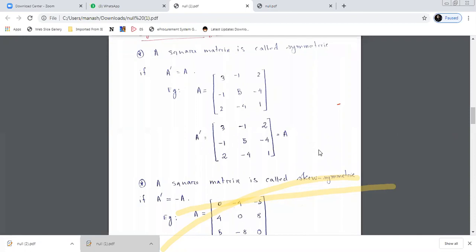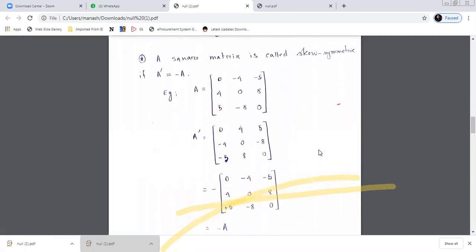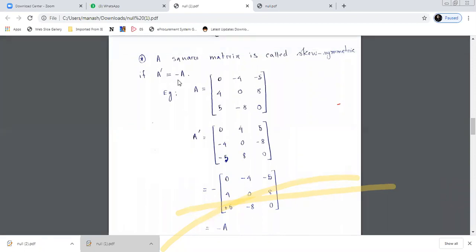Now come to skew symmetric matrix. So a square matrix is called skew symmetric if A dash is equal to minus A. If A dash is equal to minus A, then the matrix is called what? Skew symmetric matrix. Now I give one example here. After transposing this one, you got this one. And if you take common minus sign, you will get this one.